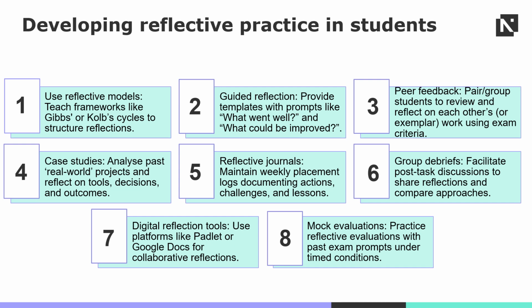Number 3, pair students and have them evaluate each other's work using a checklist based on the exam criteria. Then ask them to reflect on their peers' feedback. This encourages critical thinking and helps students learn from different perspectives, improving their ability to self-evaluate. Number 4, use of real-world case studies. Present students with past projects or case studies and ask them to reflect on the decisions made, tools used, and outcomes achieved. Then have them evaluate how they would approach the project differently. Connecting learning to real-world examples enhances students' ability to identify practical solutions and apply reflective thinking to professional scenarios.